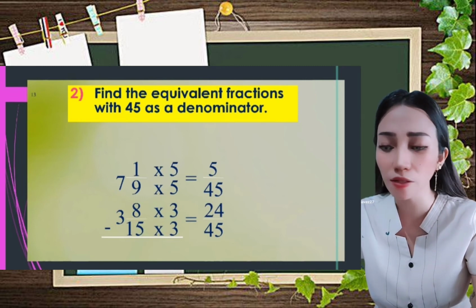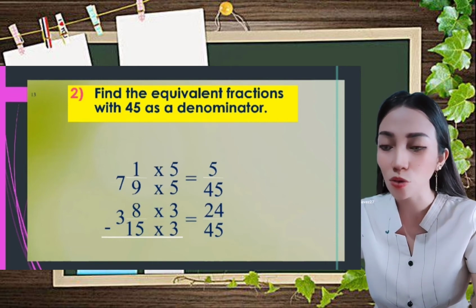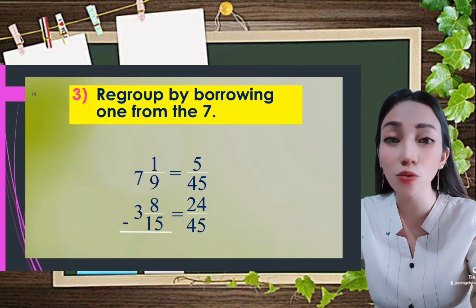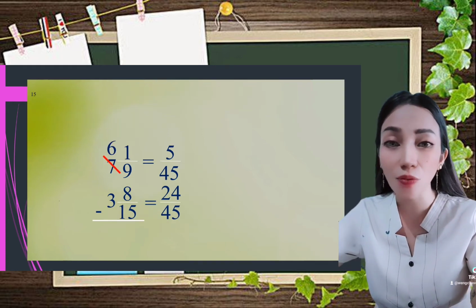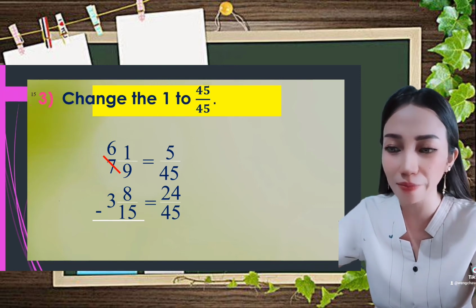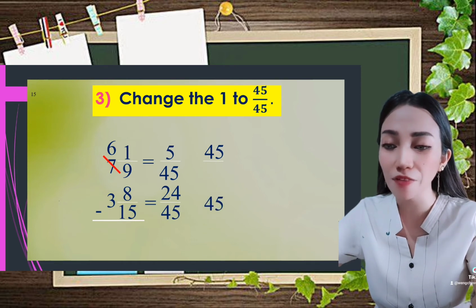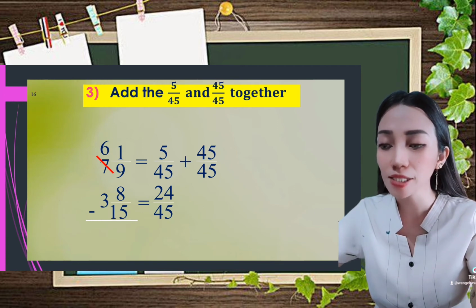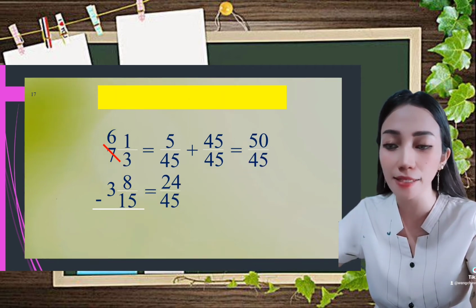Since 5 minus 24 cannot be, it is time to borrow 1 from the whole number. So, the 7 will become 6. And then, let us change 1 to 45 over 45. Remember 45, that is our LCD. So, that's why we use 45. Let us add 5 plus 45 equals 50. And copy the LCD which is 45. And this time, let us subtract 50 minus 24. The answer is 26. Copy the LCD, 45.